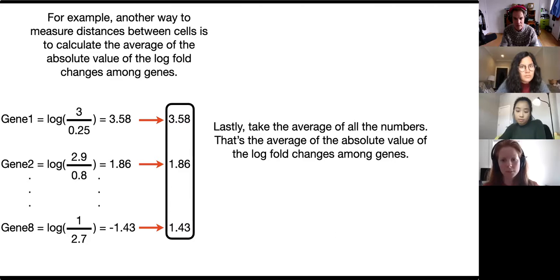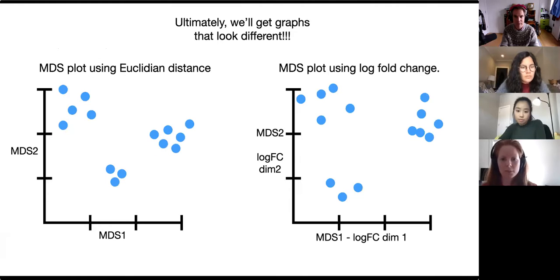Anyways, that's what I just said. Bam. Okay. Ultimately, we get graphs that look different. On the left-hand side, we've got the MDS plot using a Euclidean distance, and that's the same as our principal component analysis. On the right-hand side, we've got the MDS plot using log fold change. So we had different distance metrics, and we end up with a different graph.